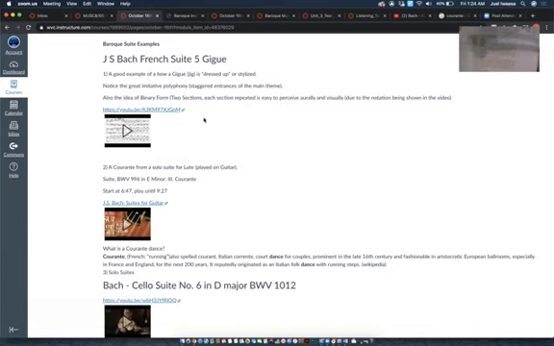Okay, so then the second example is a courante from a solo suite for lute. Bach didn't write too much for lute, but there are a couple suites that he did that are attributed to this. This is being played on guitar, which is quite common, sort of modern adaptations of it.